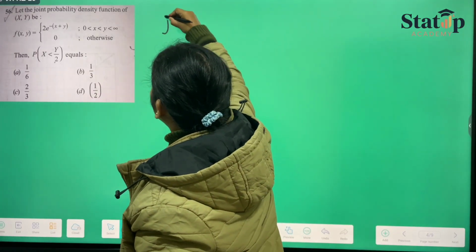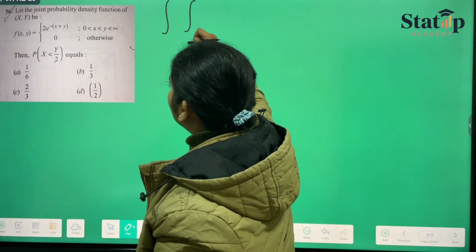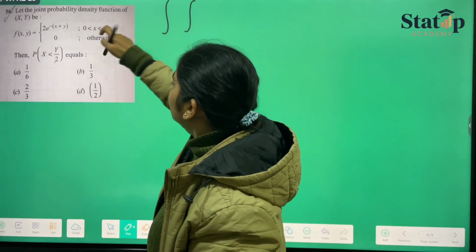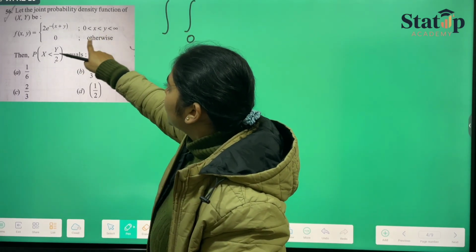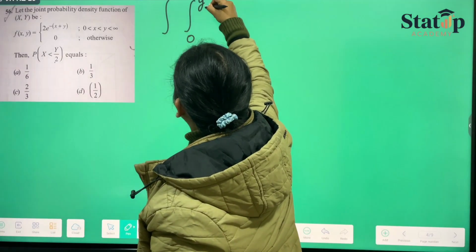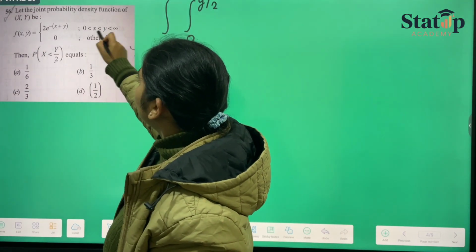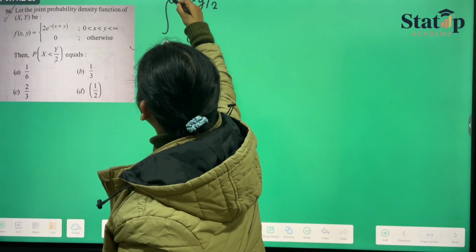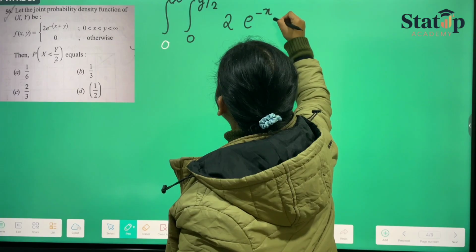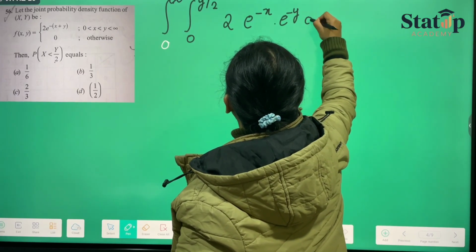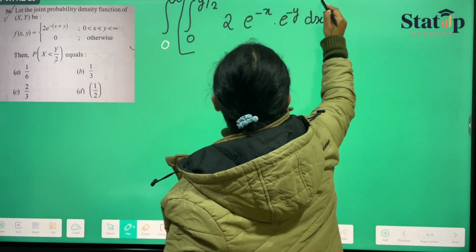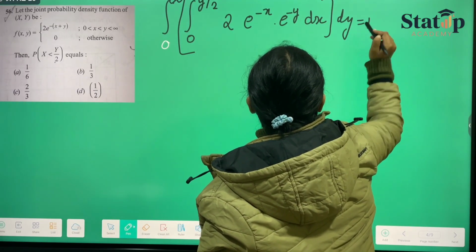Then it will be double integration. First integration will be x greater than 0 and x less than y, but here we have to find x less than y by 2, so we'll put the limit y by 2, and y has the limit from 0 to infinity, so we'll put that 0 to infinity. f(x,y) is 2 into e raised to the power minus x into e raised to the power minus y dx, because first integration is of x and the next one is dy, should be equal to 1.